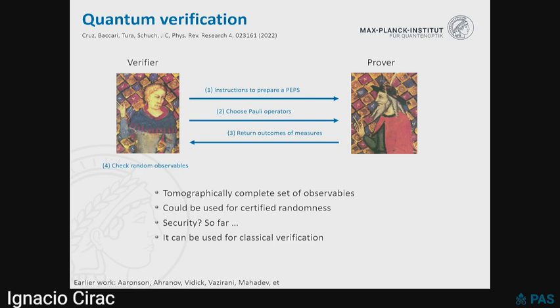Now, the weak part of that is that it's very difficult to make sure that this is secure. So maybe there is some classical algorithm which is able to produce the same samples as if the prover had a quantum computer and was doing the measurements. However, if this is true, then this would give us a way of doing classical computations for making calculations with these tensor network states, which we don't know at the moment.